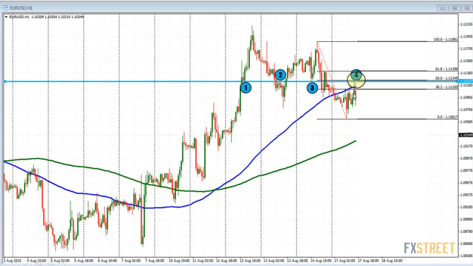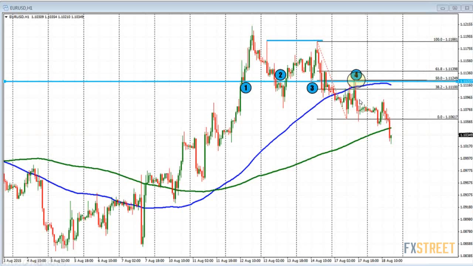And so that's what happens right here. And the market ends up going lower, right? Going lower through here.